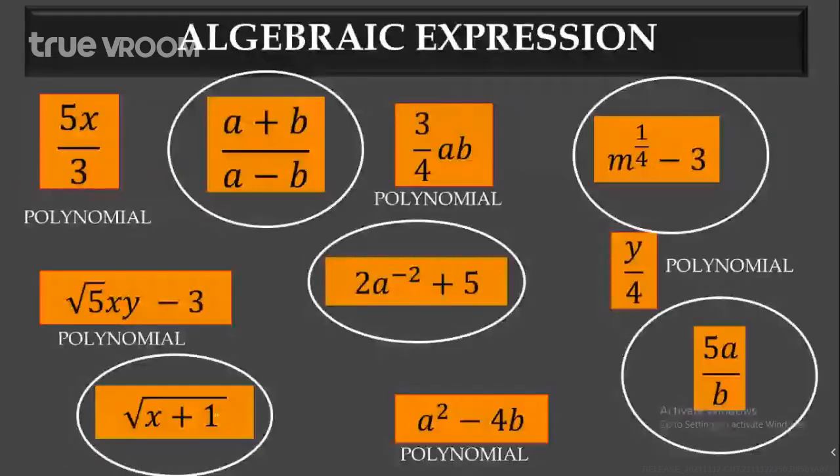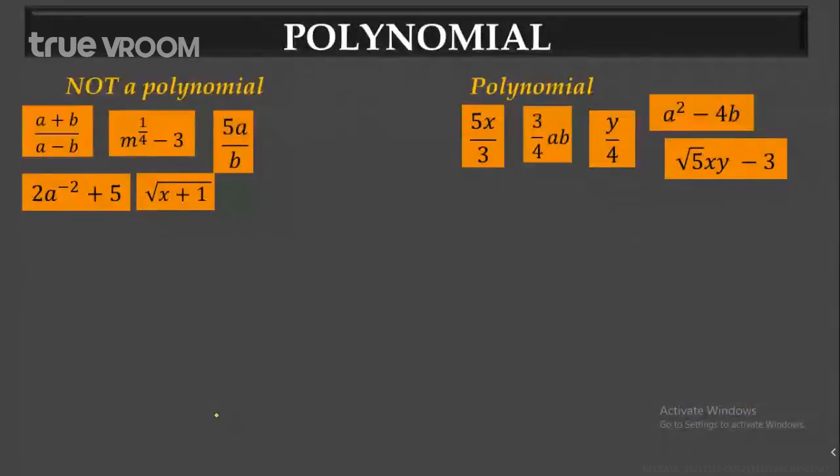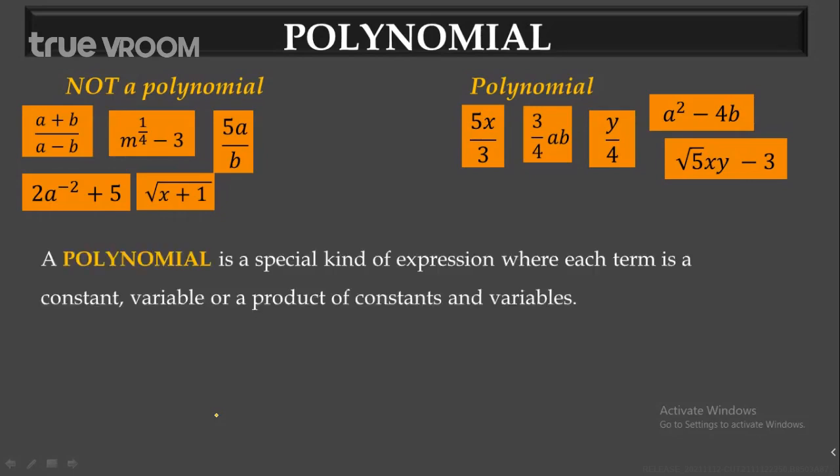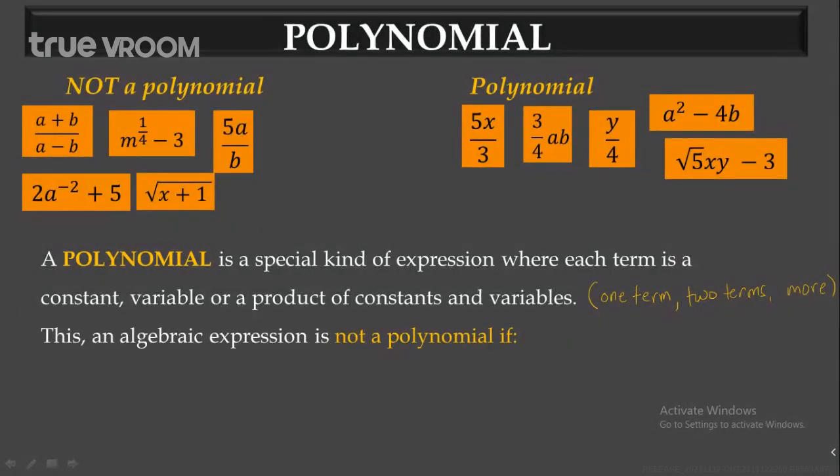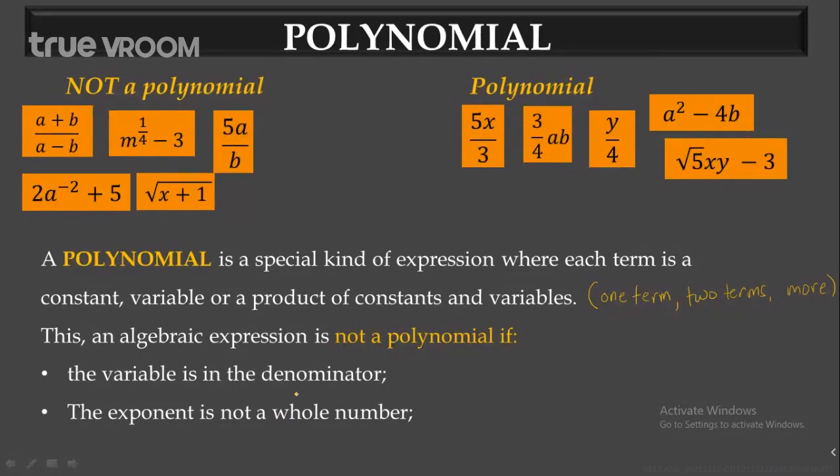So from these algebraic expressions, I am going to separate those that are not polynomials from those which are polynomials. And how can we say that an algebraic expression is a polynomial or not? This is the definition. A polynomial is a special kind of expression where each term is a constant, a variable, or a product of constants and variables, meaning it can have one term, two terms, or more. Okay? 3, 4, 5 terms, that is a polynomial. Only if the variable is in the denominator, it is not a polynomial. If the exponent is not a whole number, that is not a polynomial. And if the variable is under a radical sign.